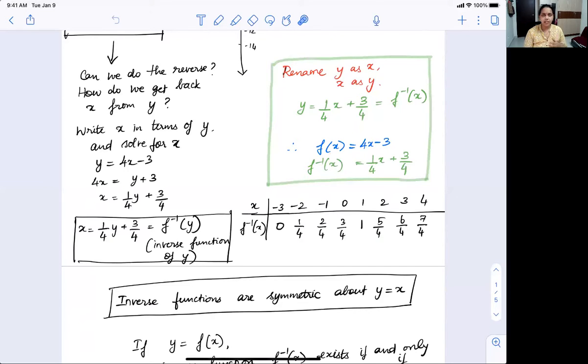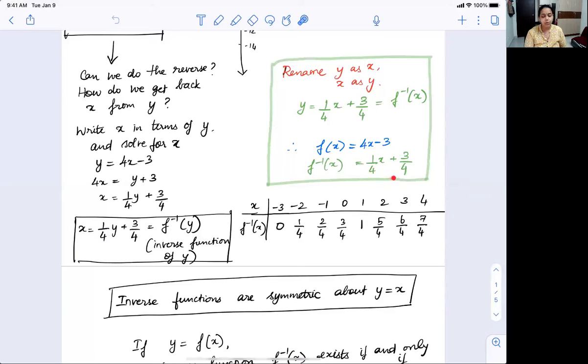And how did we get here? Y is equal to f of x was our first one, and we wrote y as a function of x. That's how it's given to us. And then we wrote x as a function of y. After we got that expression, we flipped the letters x and y, and that's how we arrive at the inverse function, f inverse of x.